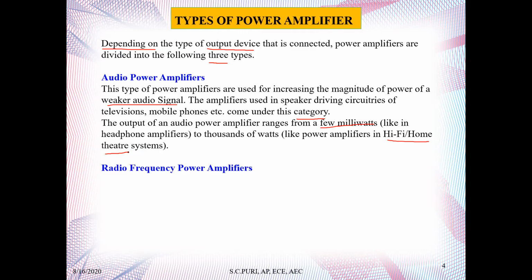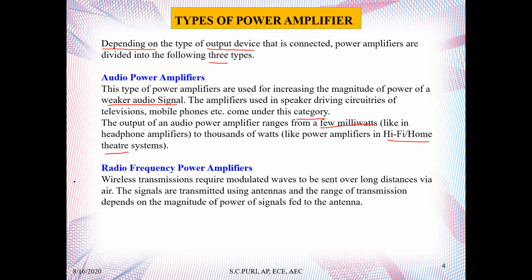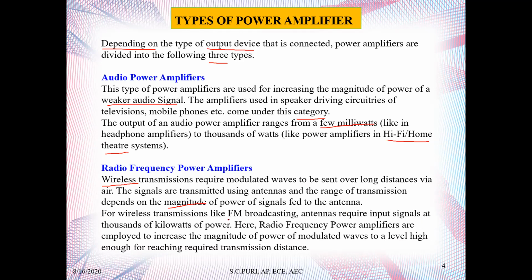Now coming to radio frequency power amplifier. Wireless transmission requires modulated waves to be sent over long distances via air. The signals are transmitted using antennas and the range of transmission depends on the magnitude of power of signals fed to the antenna. For wireless transmission like FM broadcasting, antennas require input signal at thousands of kilowatts power. Here radio frequency power amplifiers are employed to increase the magnitude of power of modulated waves to a level high enough for reaching required transmission distance.